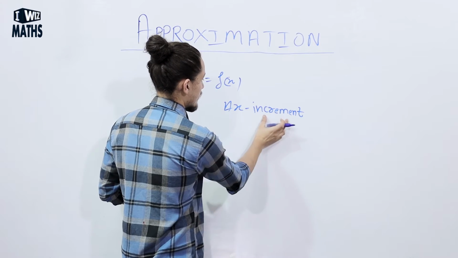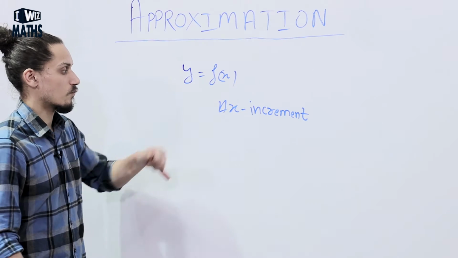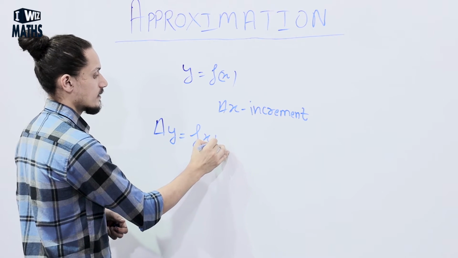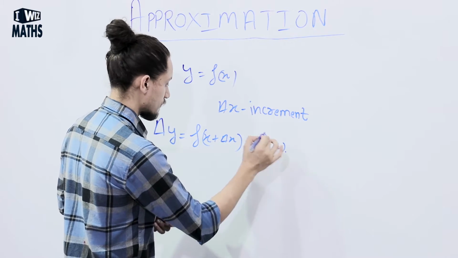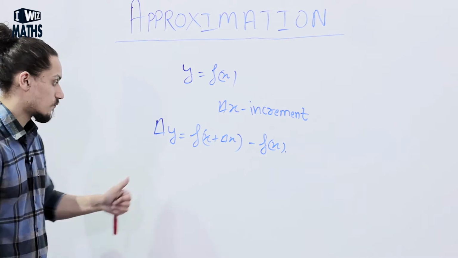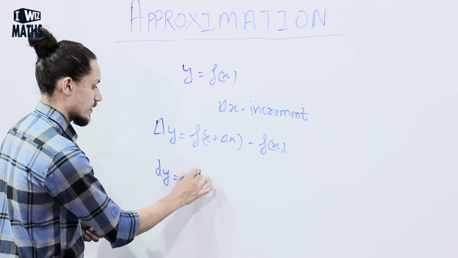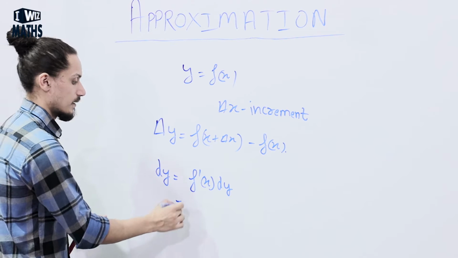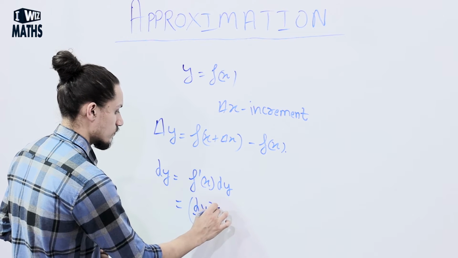So if delta x is increment to the value of x, then there will be a corresponding increment to the value of y denoted by delta y, which is equal to f of x plus delta x minus f of x. Now there's another formula, that is dy. How do you find dy? Dy is equal to f dash x into dx. We know f dash x implies dy by dx into dx.